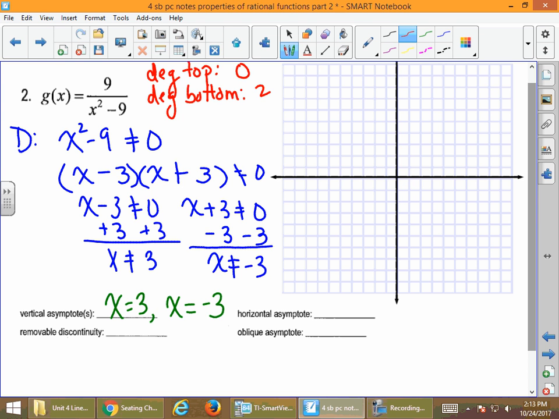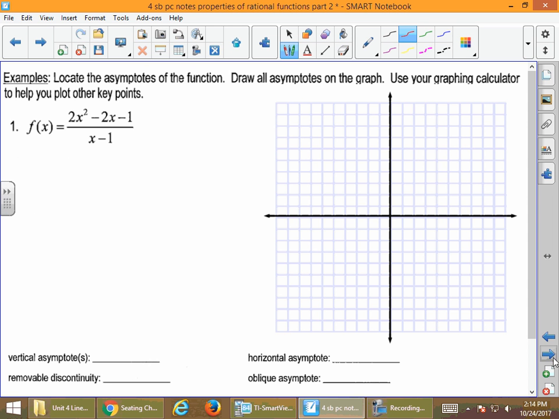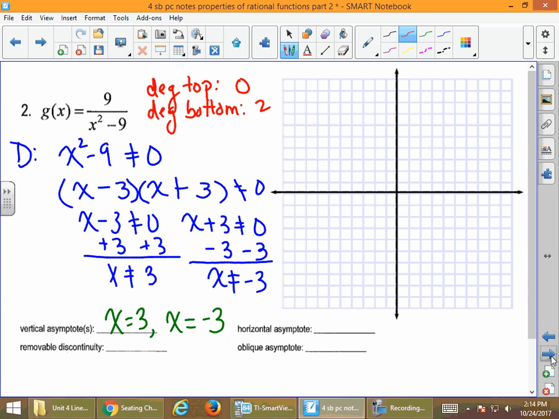And what we are looking at here is, do we have a top heavy fraction, a bottom heavy fraction, or the same degree? Going back to our chart here, which you can see at the top, what we see is that this problem is bottom heavy.